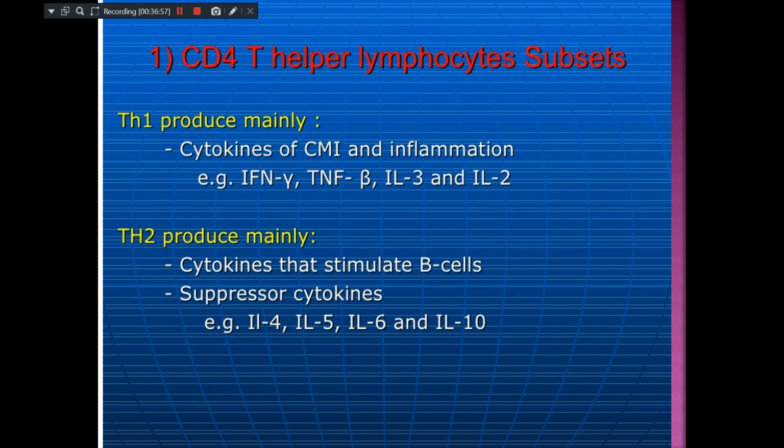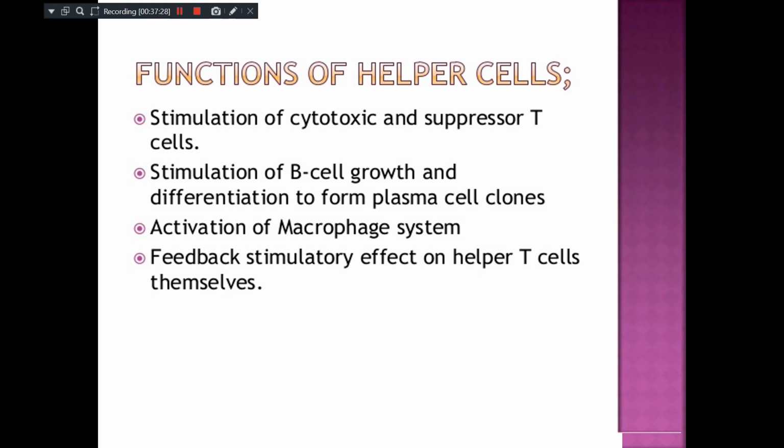But whereas in the first case, helper T1 cells produce cytokine type 1, and it causes the inflammation. Whereas cytokine 2, the helper cell 2 produces, stimulates the B cell. Not only does it stimulate the B cell, it also produces suppressor cytokines. I will come to that. What is the role of this suppressor? So first thing is, the function of the helper cells is to stimulate the cytotoxic and suppressor T cells.